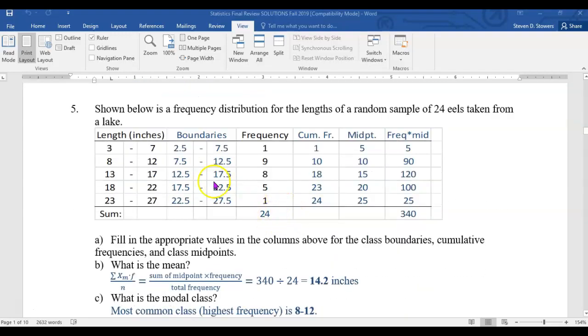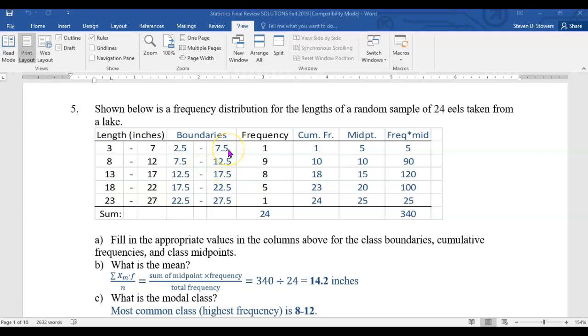Number 5, I gave you the class limits and the frequencies and asked you to fill in the boundaries, the cumulative frequencies, and the midpoints. Notice the boundaries go from 0.5 below the lower limit to 0.5 above the upper limit. So when the limits are 3 to 7, the boundaries are 2.5 to 7.5. The next class goes from 8 to 12, so the boundaries there are 7.5 to 12.5.